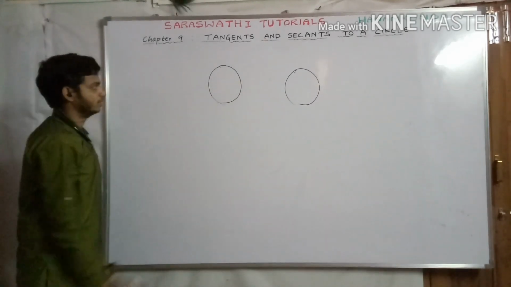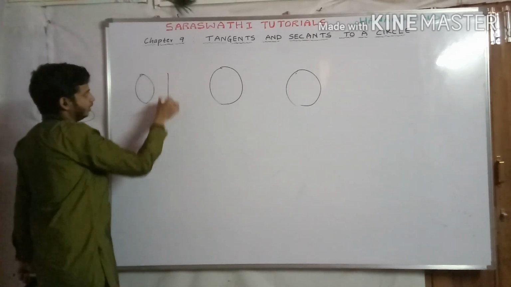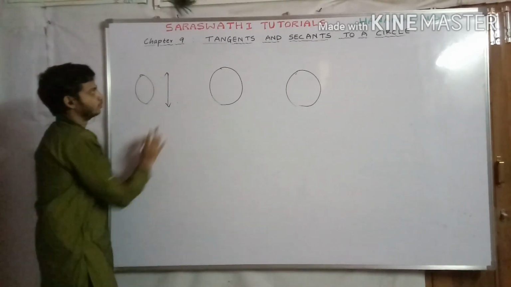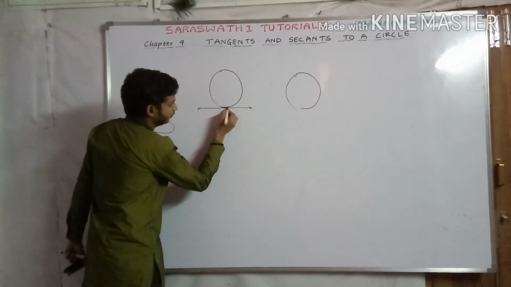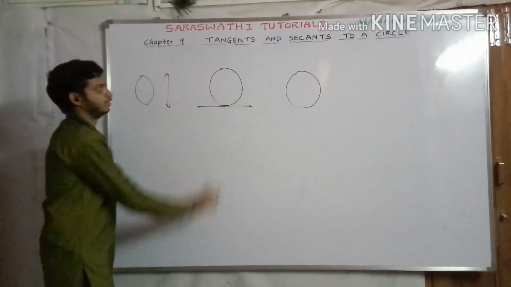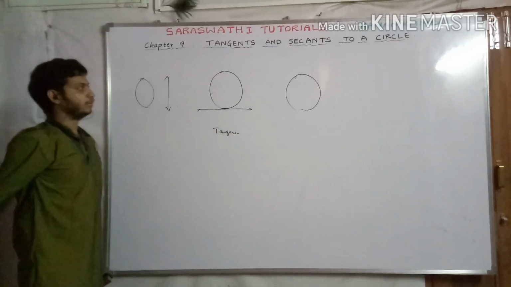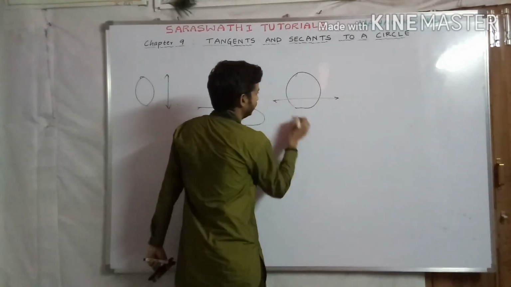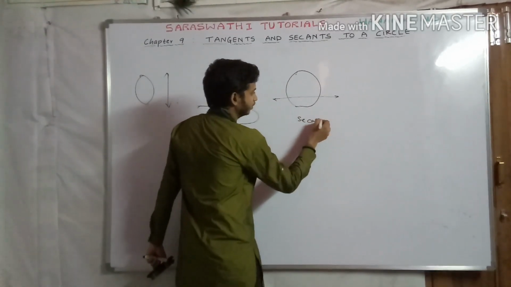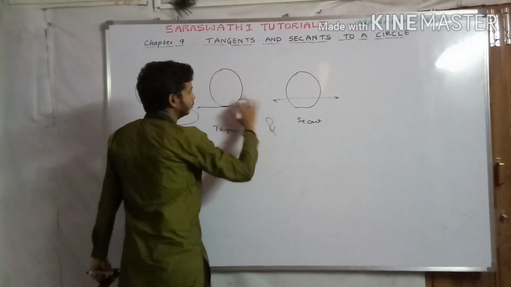Now consider a circle and a line. If this line meets the circle at one point, it is said to be a tangent. If this line meets the circle at 2 points, then it is said to be a secant. So our chapter is tangents and secants to a circle.